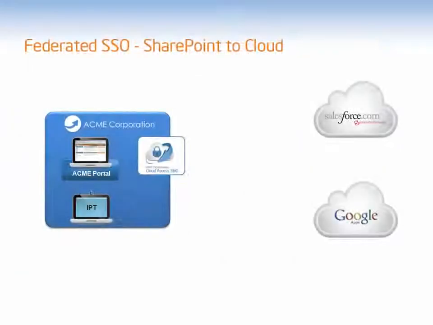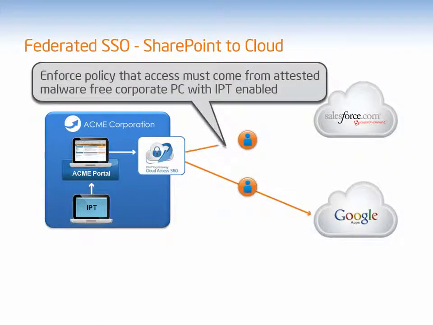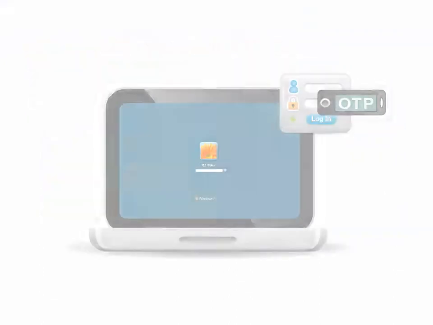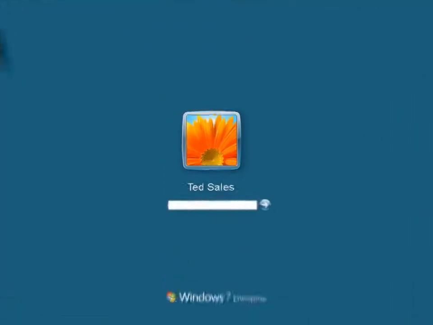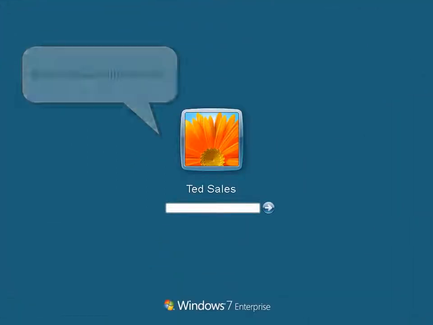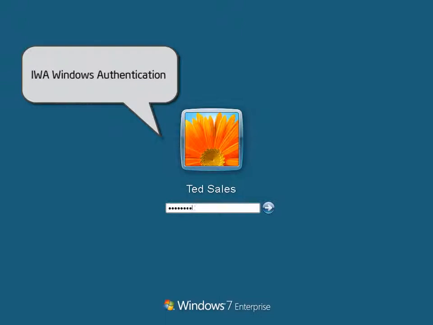In Federated Single Sign-On, we showcase an access control policy where the user must single sign-on from a trusted corporate PC enabled with Intel Identity Protection technology. Cloud Access 360 is integrated with Intel IPT to optionally restrict access from tested client laptops only.